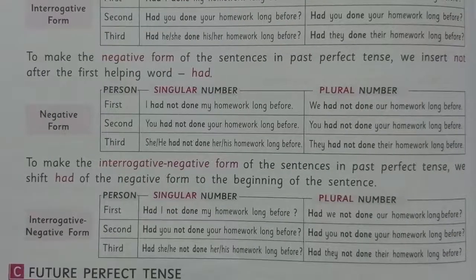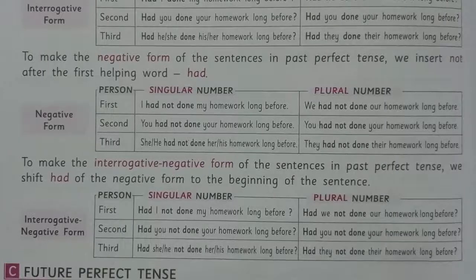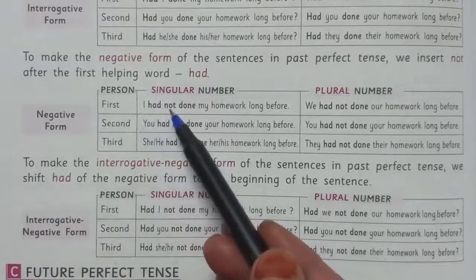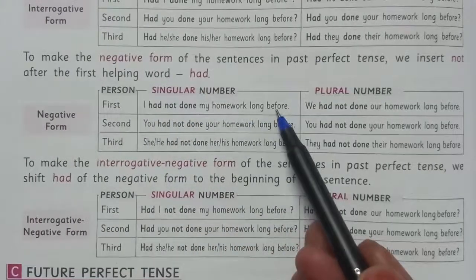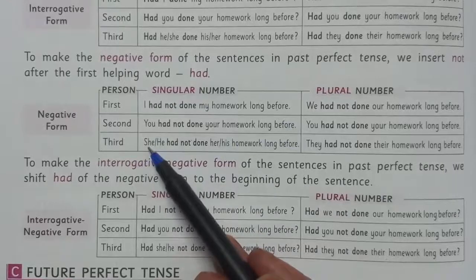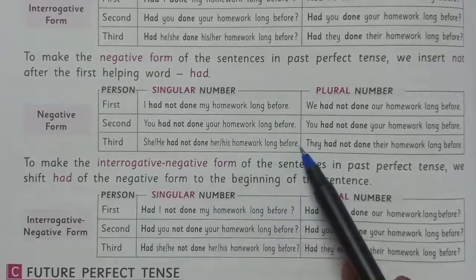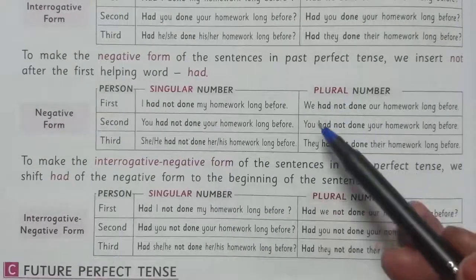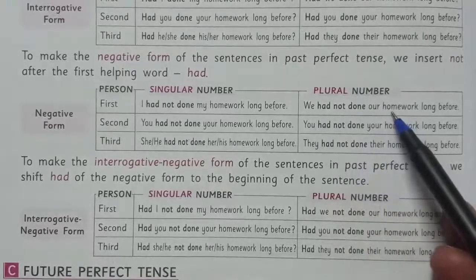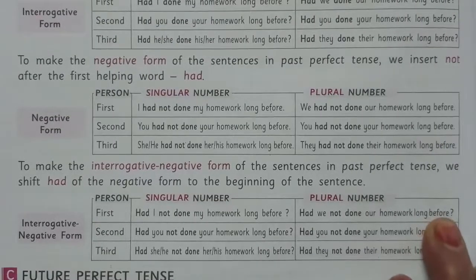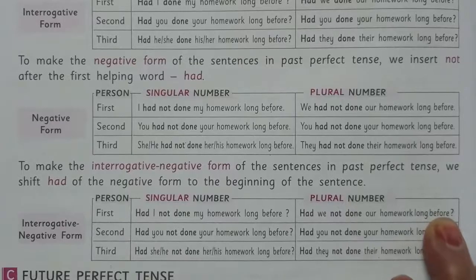Now, to make the negative form of the sentences in past perfect tense, we insert not after the helping verb had. You can see over here, I had not done my homework long before. You had not done your homework long before. She had not done her homework long before. He had not done his homework long before. Here also, in the same way, we had not done our homework long before. Here, we are inserting not after the helping verb had.